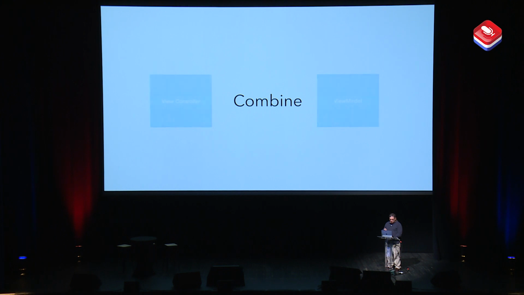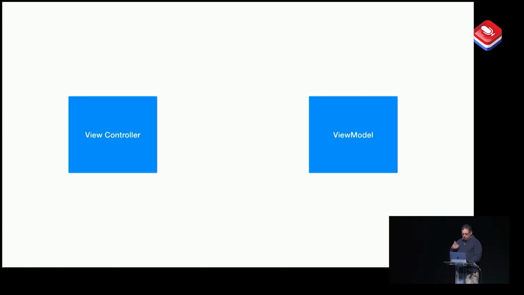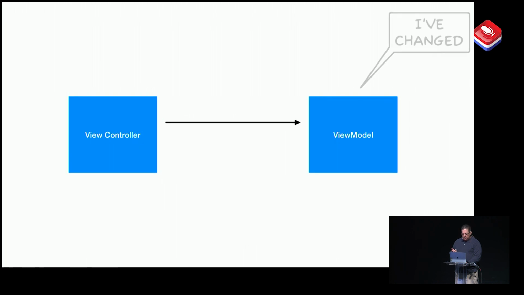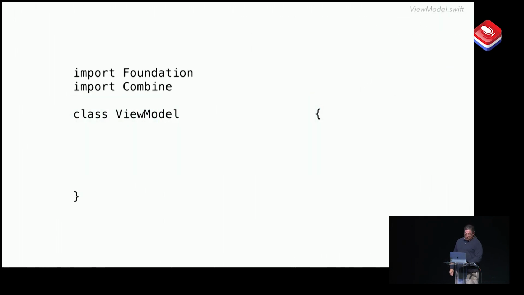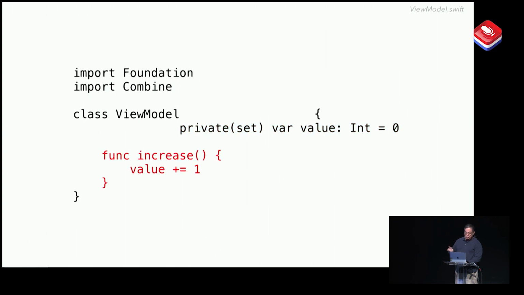And so maybe we can do this in Combine. Maybe we have a view controller and a view model. The view model has to be able to say, hey, I've changed. You can take me back now. Since the view model says, I've changed, it has some value. The way the view model says, I've changed, well, I don't know how it says that, but when it's changed, I want to do something. I want to increase my value by 1.